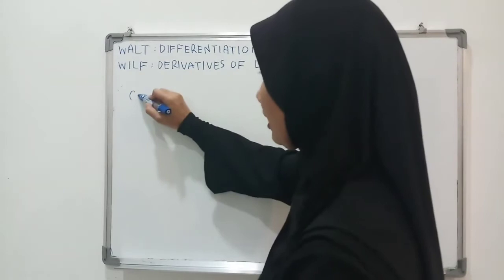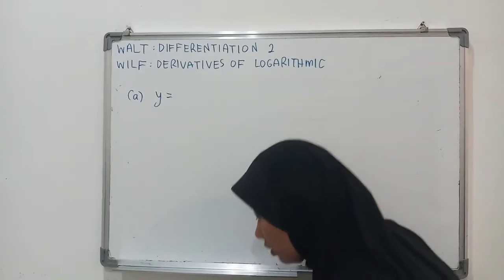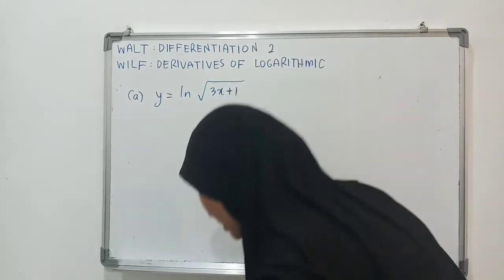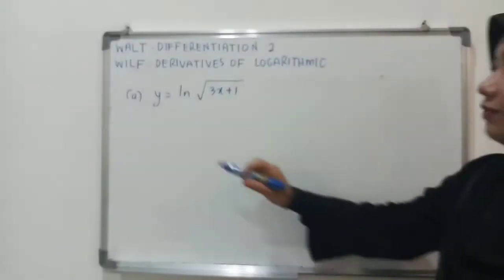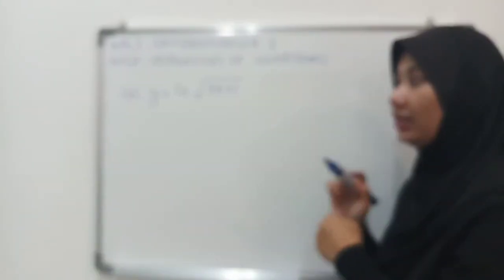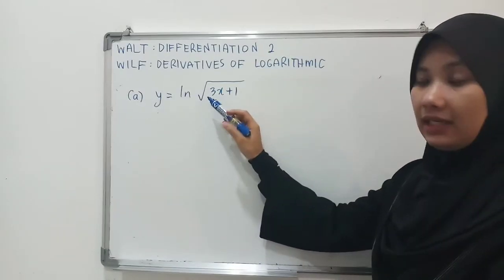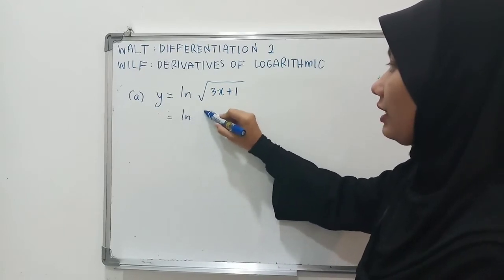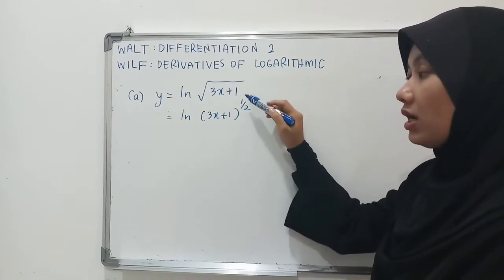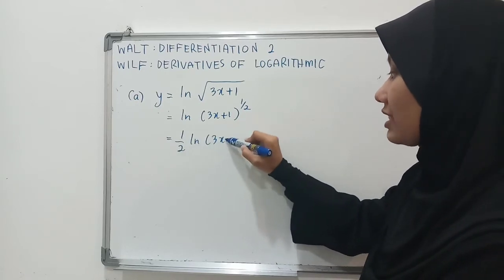Now question A. Question A is y equals to, everything you just need to differentiate. Y equals to ln square root of 3x plus 1. Question asks us to differentiate, right? So now find dy dx. Before that, we need to apply the law of logarithm first. As you can see, we have a square root here. So that is just ln 3x plus 1 power 1 over 2. Power we bring to the front, so it becomes 1 over 2 ln 3x plus 1.